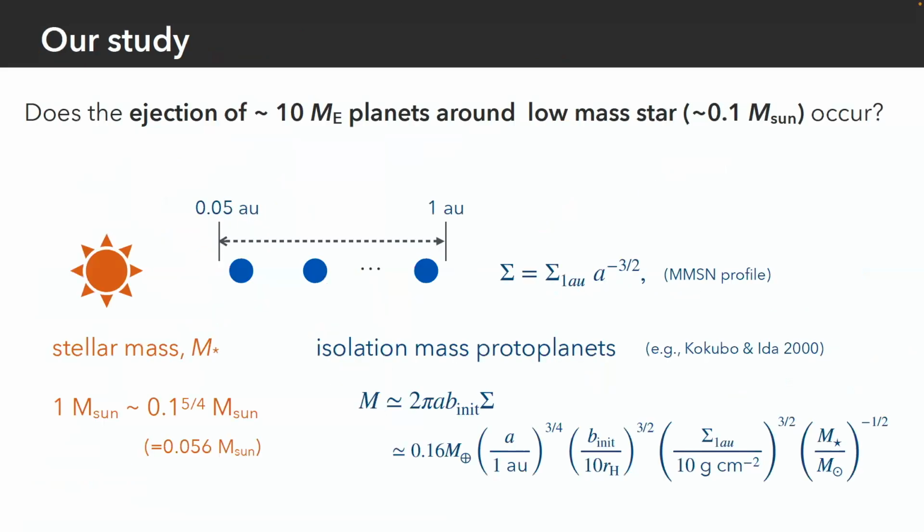So this is our motivation: ejection may remove 10 Earth mass planets around low mass stars.